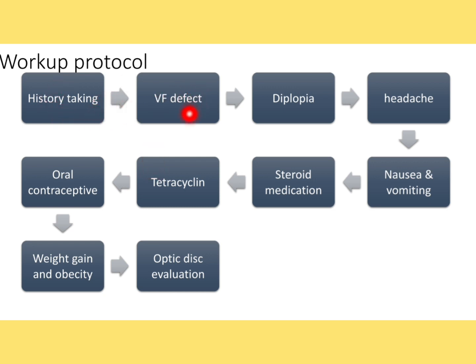You need to focus on history taking very nicely, where you need to ask the patient about visual field defect. Since the nerve fiber layer is getting damaged, you need to ask the patient whether peripheral vision is affected or not. Then you can ask the patient about diplopia, headache, nausea, vomiting tendency, and also about steroid medication history, or tetracycline, oral contraceptives. You can also ask the patient about weight gain or obesity, because obese people are more prone to develop papilloedema.